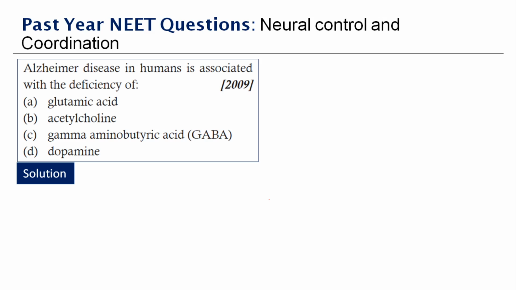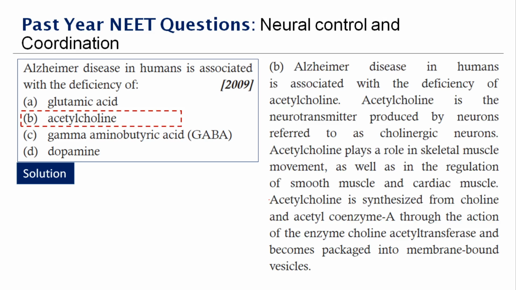When you go through the action of this particular enzyme, choline acetyltransferase, acetylcholine becomes packaged into the membrane-bound vesicles. So Alzheimer's disease in humans is associated with the deficiency of acetylcholine.